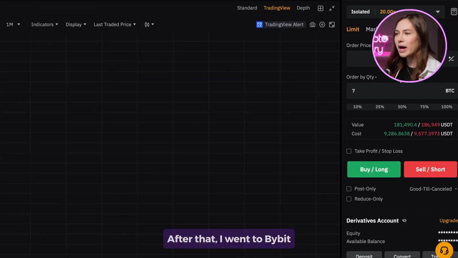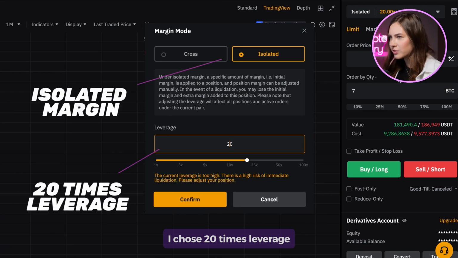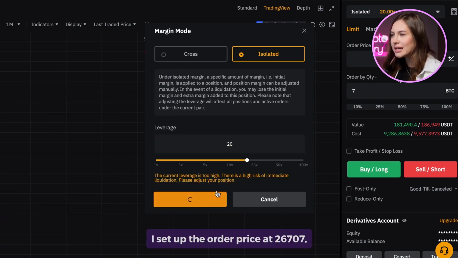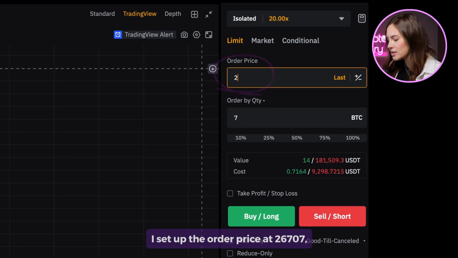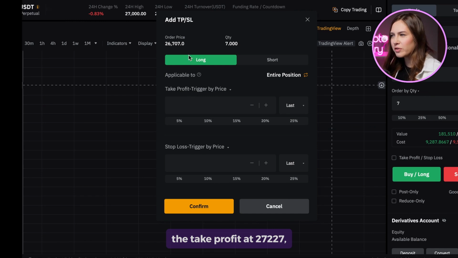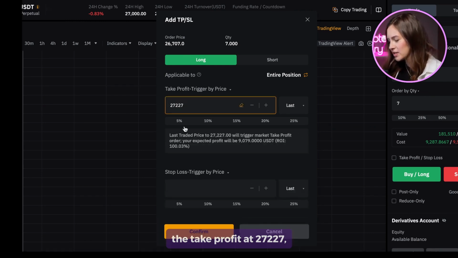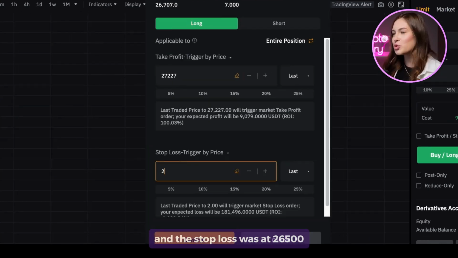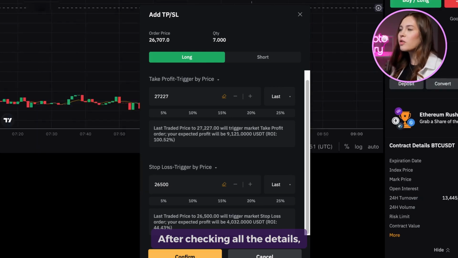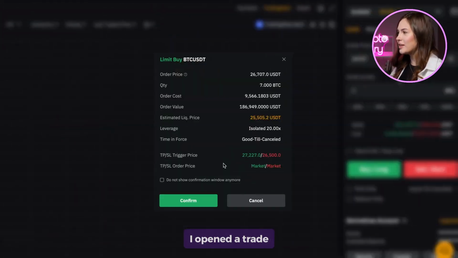After that, I went to Bybit, an exchange where I trade. I chose 20 times leverage and an isolated margin. I set up the order price at 26,707. The take profit at 27,227, and the stop loss was 26,500. After checking all the details, I opened a trade.